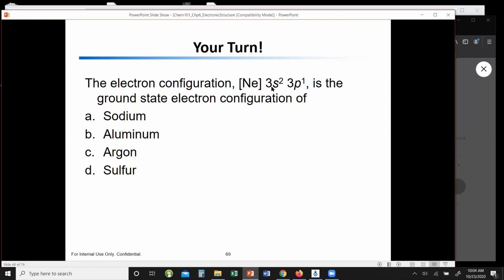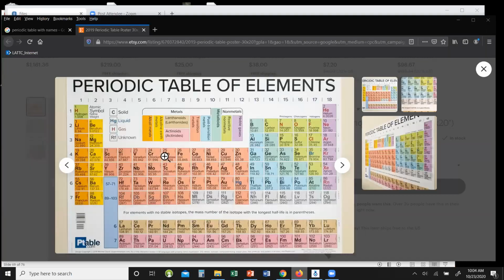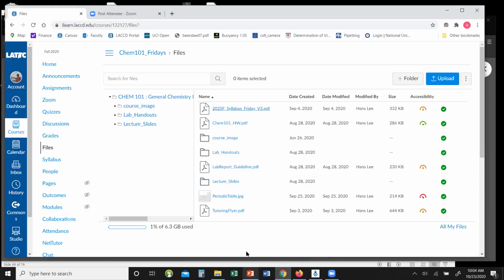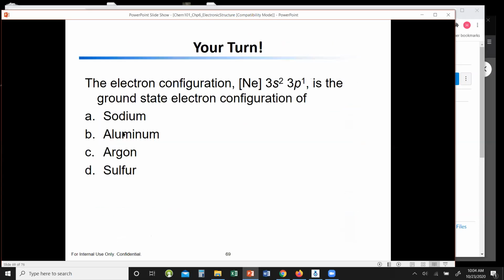What element are we talking about? I'm talking about column number 3, row number 3, because I got a 3. How many electrons do I have here? 3 electrons. So I'm looking at column number 3. What's column number 3 on the periodic table? Oops, row number 3. Aluminum? 1, 2. Aluminum, right here. There's 3s2, 3p1. The answer should be aluminum.